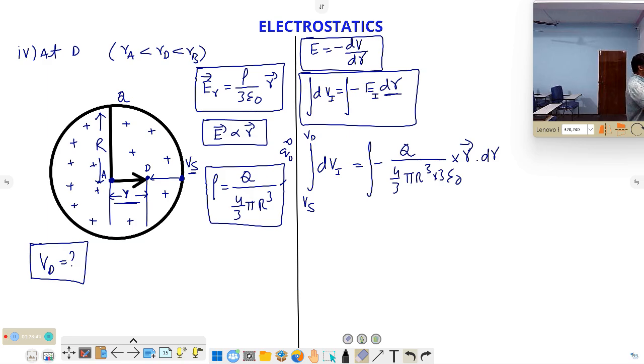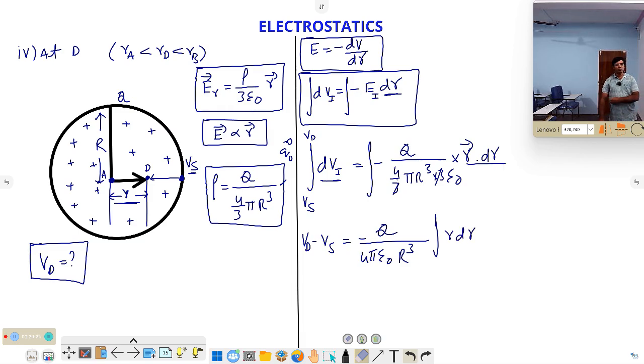Now, what are the constants? Take them outside. Integral dV is equal to V, final limit minus initial limit, so I can write this as Vd minus Vs. You can take the minus outside. The 3 gets cancelled. Q is the charge, which is constant, so take it outside. 4 pi epsilon naught is also constant, take it outside. And R is the radius, which is also constant, take it outside. The remaining term is the integral of r dr.